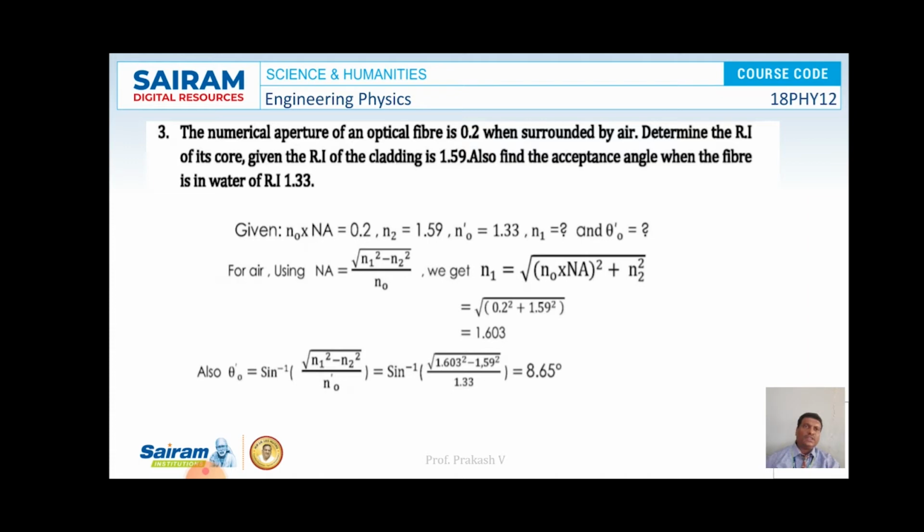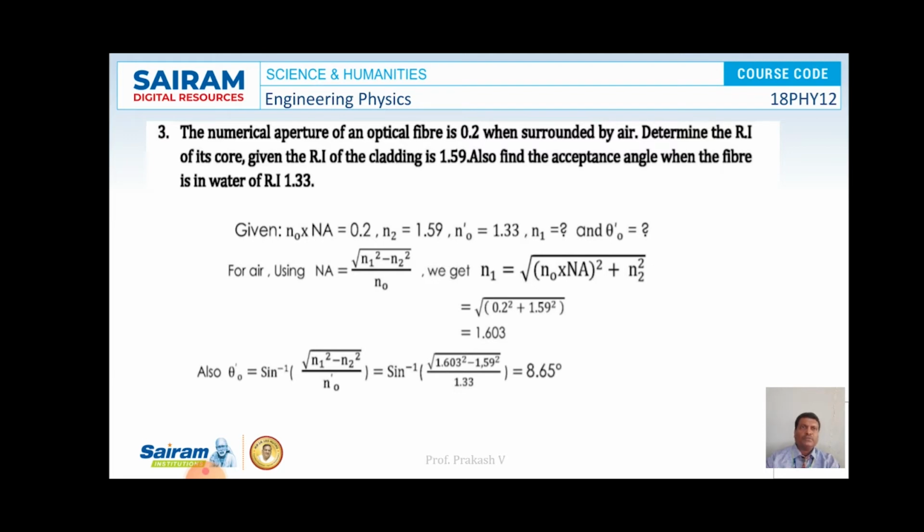So we know that NA, numerical aperture, is equal to square root of N1 square minus N2 square by N0. Therefore N1 can be written as square root of N0 into NA whole square plus N2 square. So substitute the values here, so it will become square root of 0.2 whole square plus 1.59 whole square. On simplification, the refractive index of core is equal to 1.603.